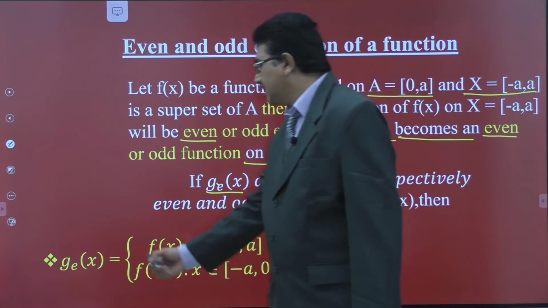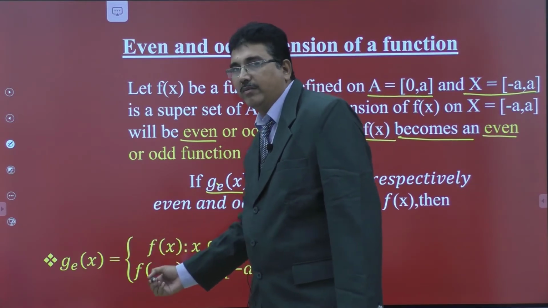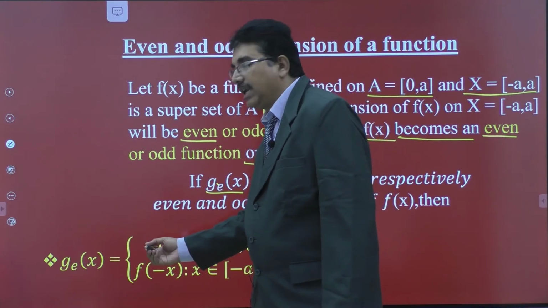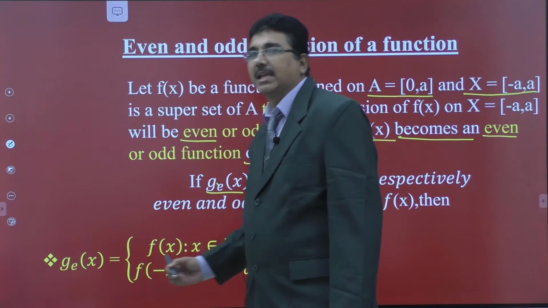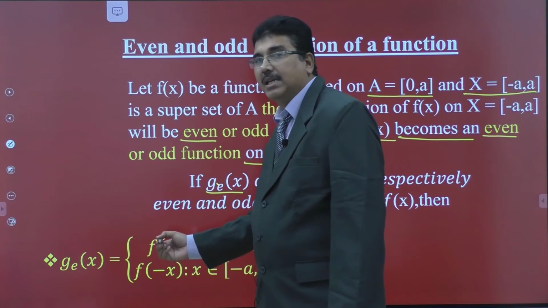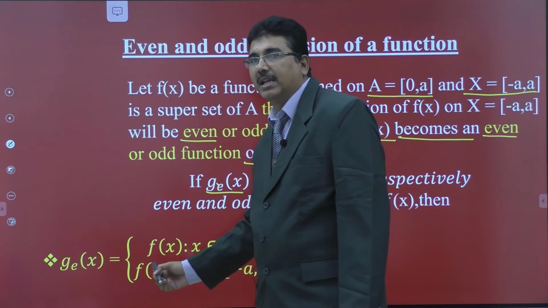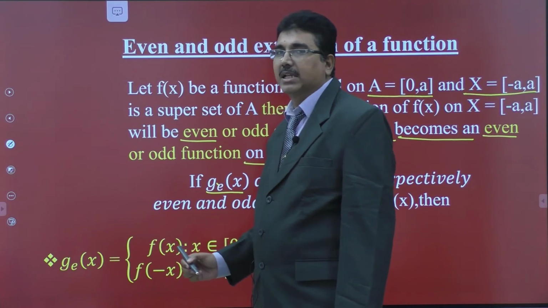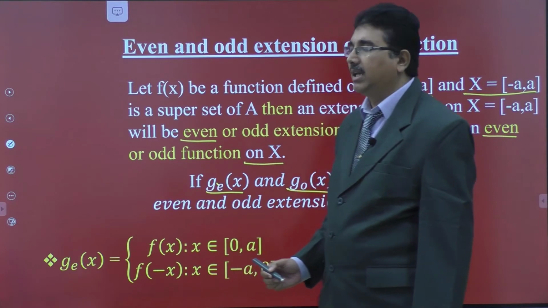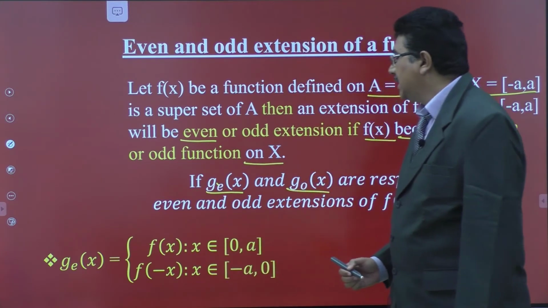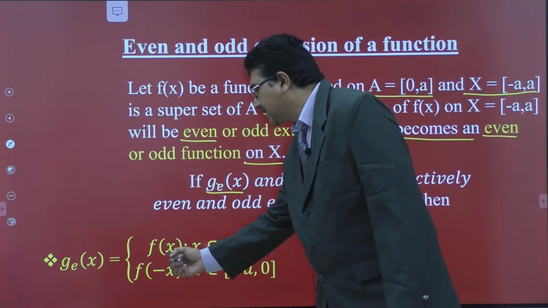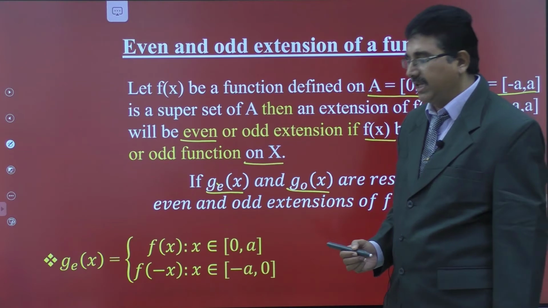Even extension means f of x is an even function. In the case of an even function, f of x is equal to f of minus x. In an even extension, f of x becomes an even function. The definition of an even function is f of minus x is equal to f of x. So when x belongs to closed interval minus a comma 0, f of x is the same as f of minus x.